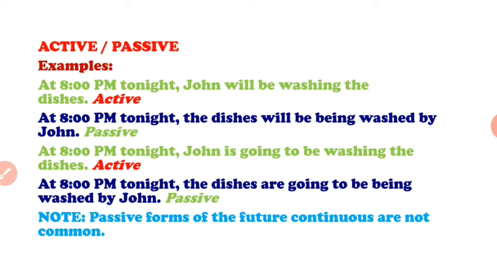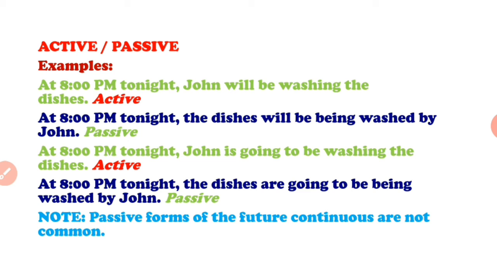Active and passive. This is the last point of this tense. Students, we had studied this in future indefinite also. Examples you can check. At 8 p.m. tonight, John will be washing the dishes. Active sentence. At 8 p.m. tonight, the dishes will be being washed by John. The same thing.